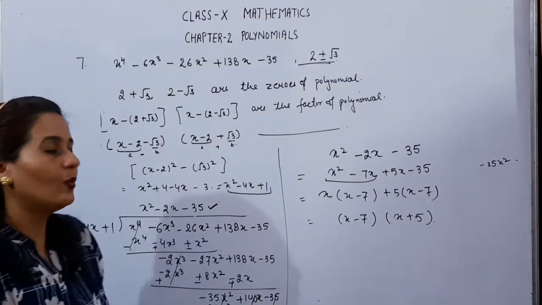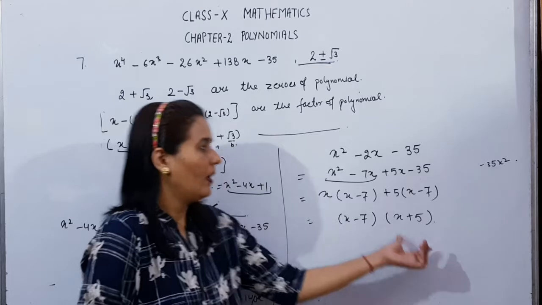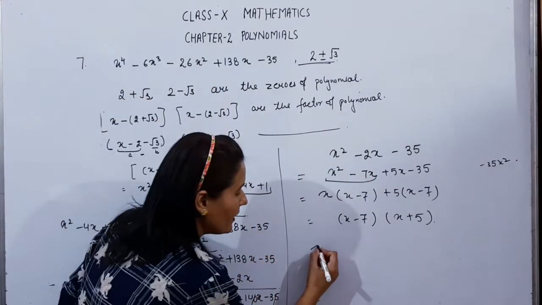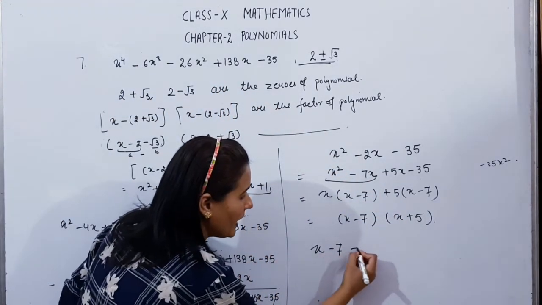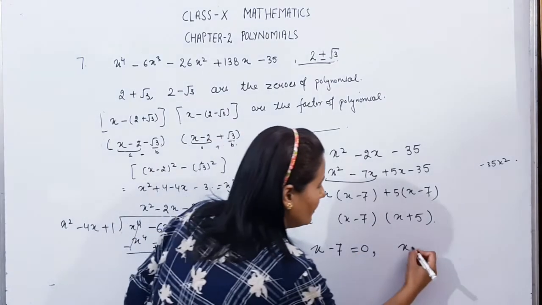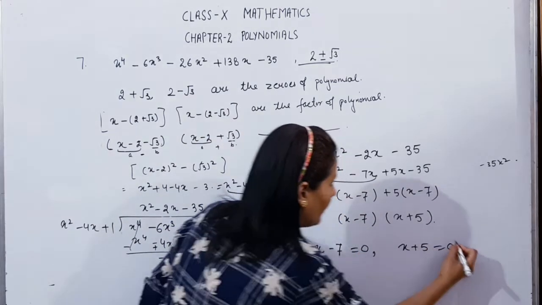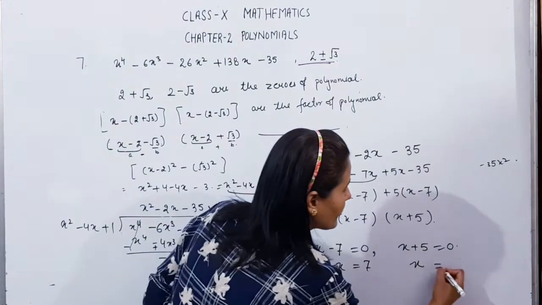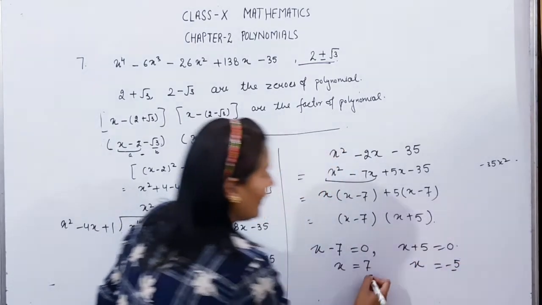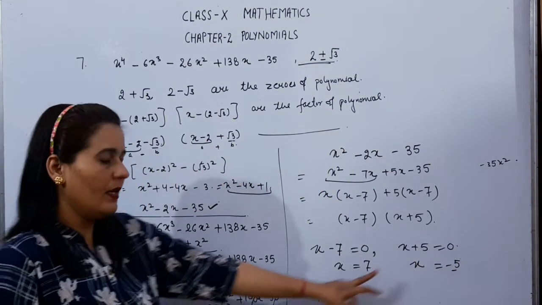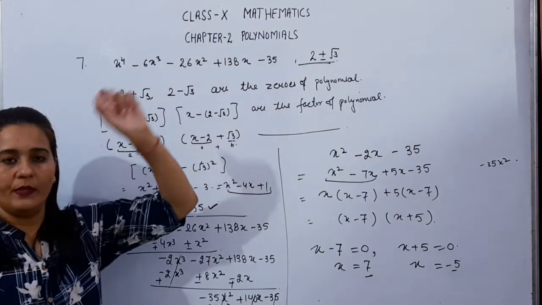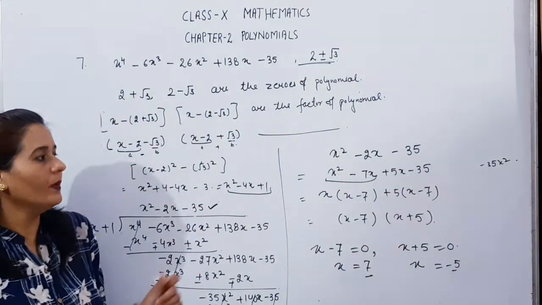So finally two more factors we are getting out of this polynomial. Clear? So what are the remaining zeros? How to find zeros? Keep this factor equals to 0. This will be x equals to 7 and here it will be x equals to minus 5. So these two are our remaining two zeros of this given polynomial. I hope it is clear to you.